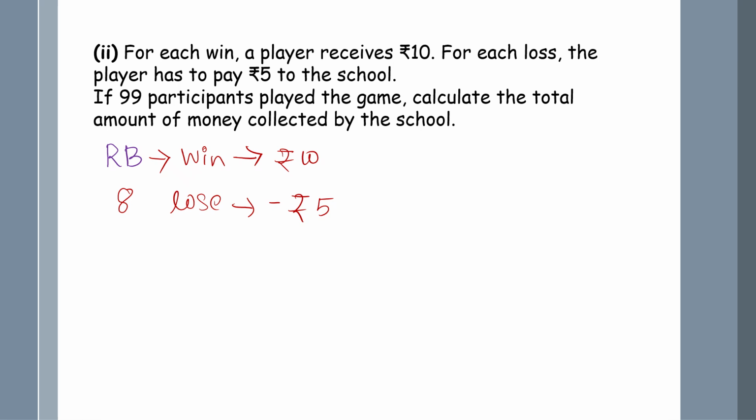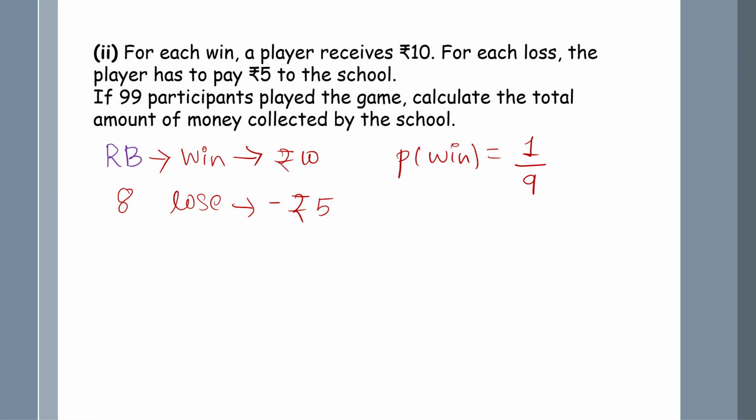They asked in the question that if 99 participants play the game, calculate the total amount of money collected by the school. This is a fundraising event. To calculate that, we must find the probability of winning. Here, the probability of winning is only one outcome, which is RB, out of 9. So the probability of winning the game is 1 by 9.